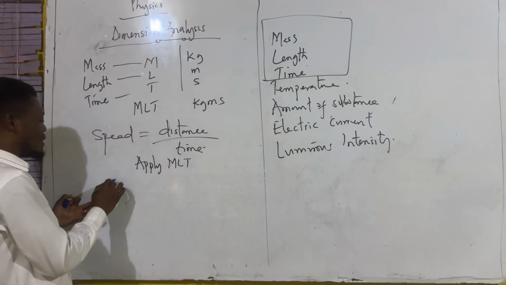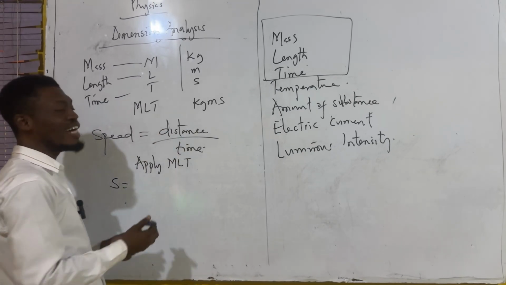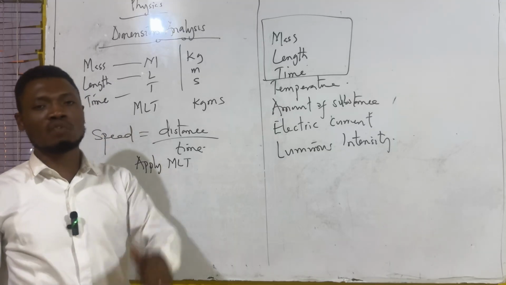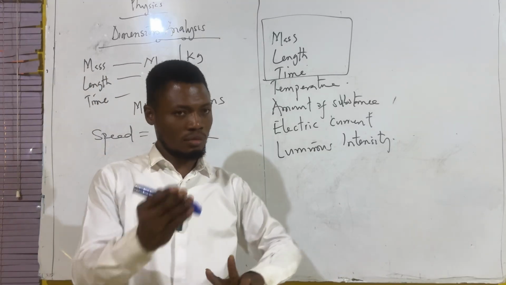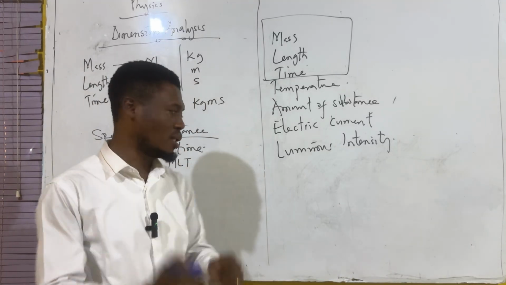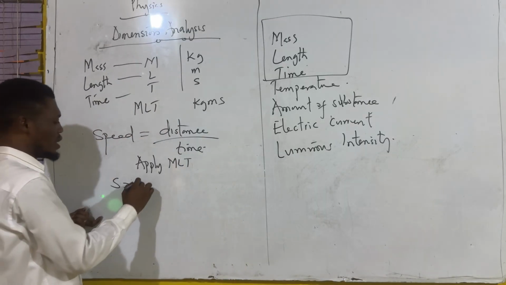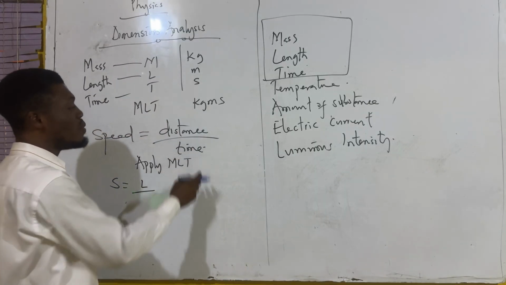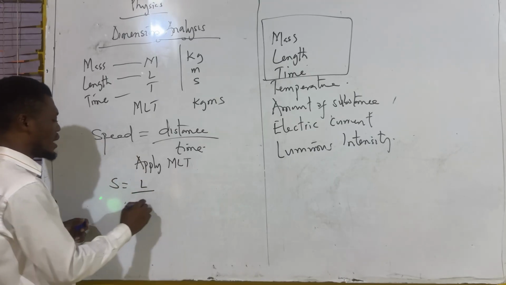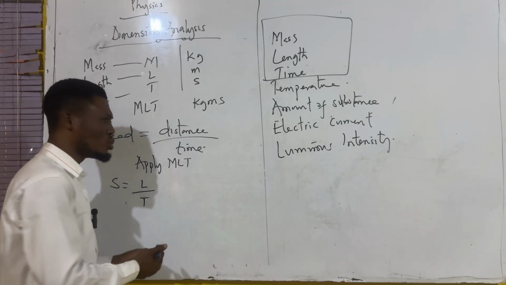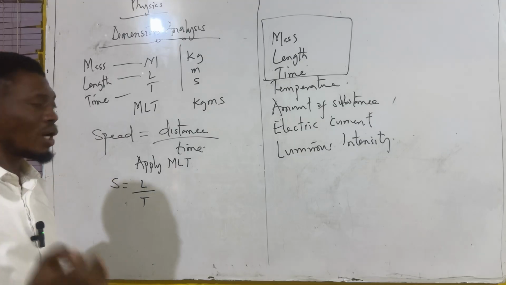Now, applying MLT means that your speed is equal to distance over time. How do you measure distance? Do you measure distance in terms of mass, length, or time? Your guess is as good as mine. Length, right? So distance is L. How do you measure time? Of course, T.